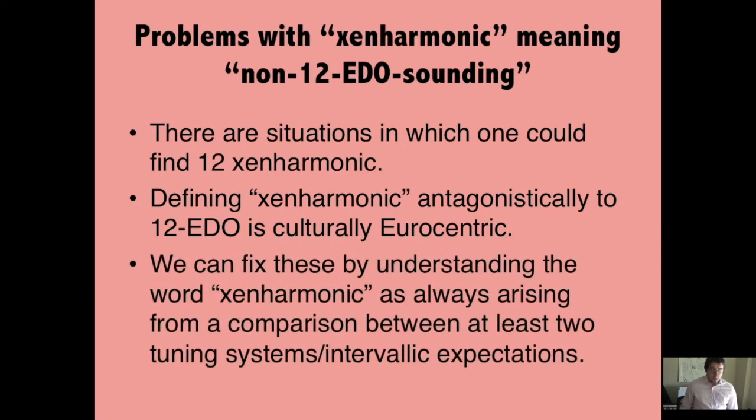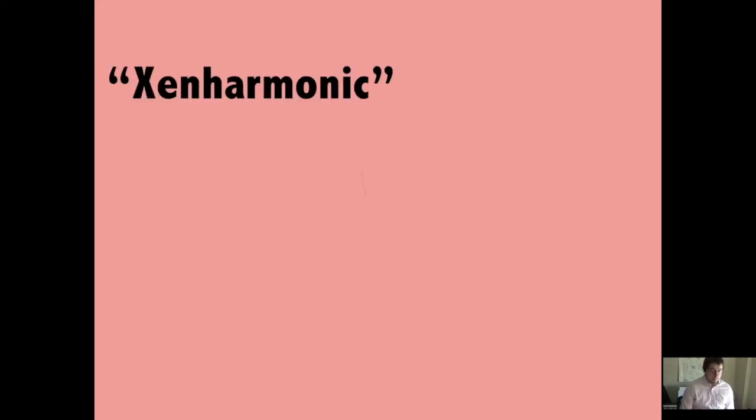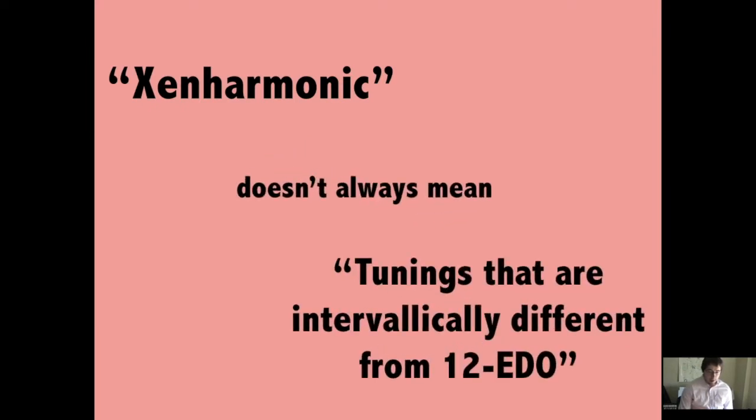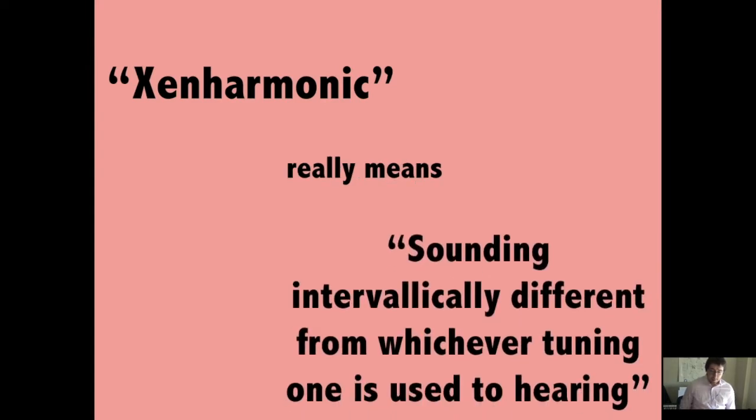So, the way to remedy these two points is to understand that for any tuning system to be Xenharmonic, it simply has to be compared to another tuning system, not understood in isolation. I don't mean that the listener is always consciously making this comparison or listening for intervals, but I do mean that the listener is constantly relating everything they hear to what they've heard in the past. So I prefer to think of the definition of Xenharmonic, not always as tunings that are intervallically different from 12 EDO, but as sounding intervallically different from whichever tuning one is used to hearing, or a standard tuning.